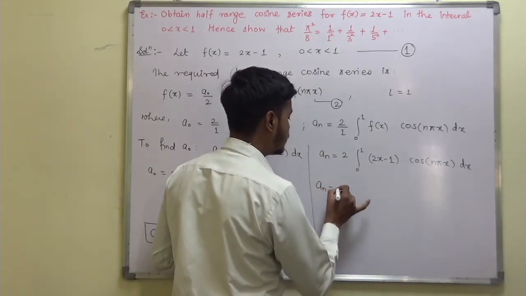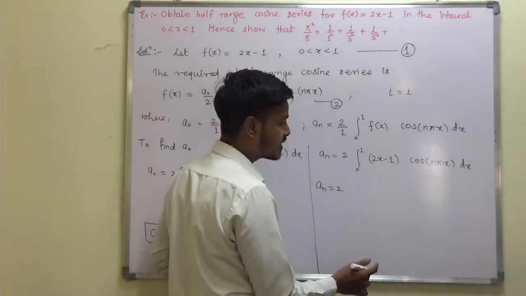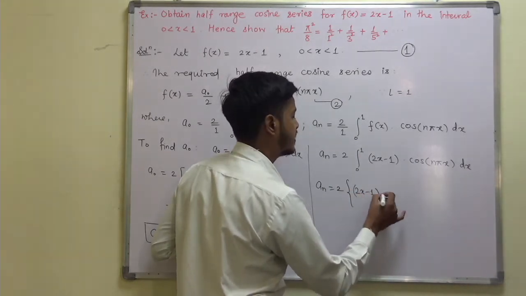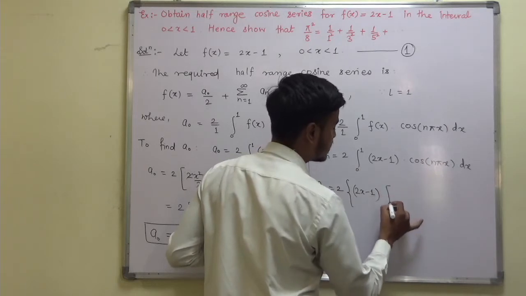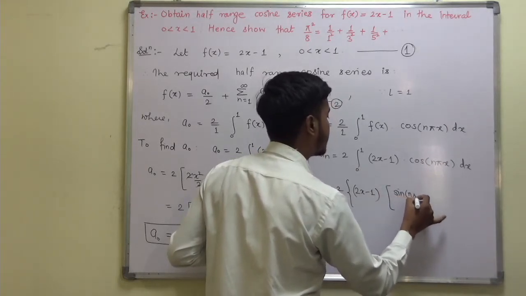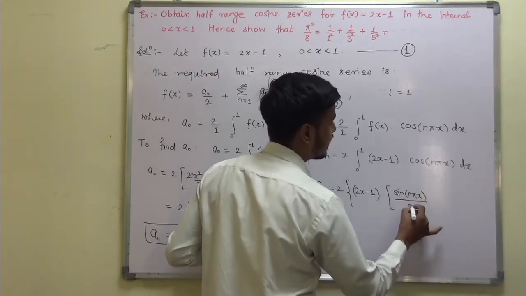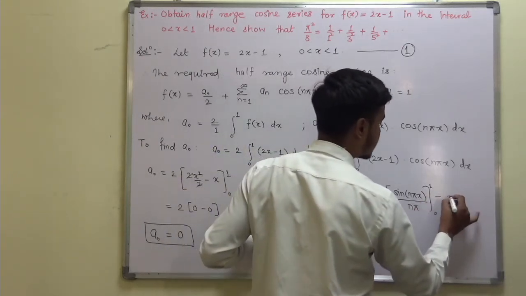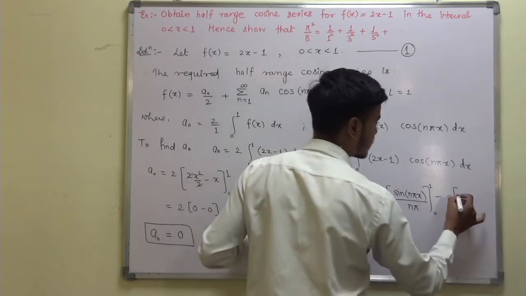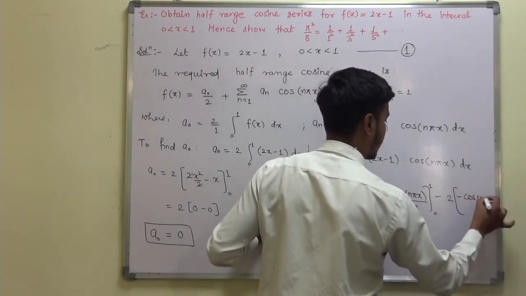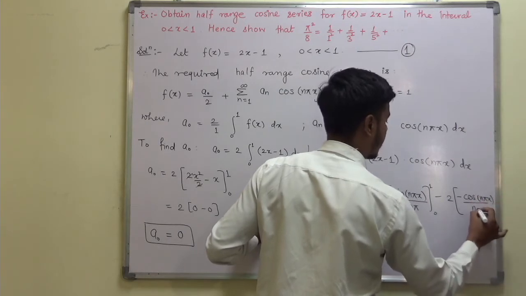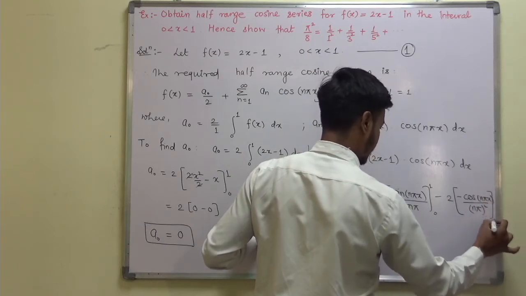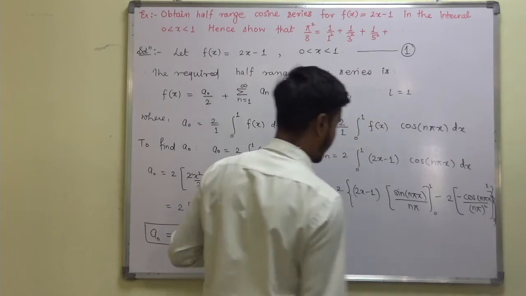So an is equal to 2. What is integration of 2x minus 1? Okay, applying integration by parts over here. So this is 2x minus 1 as it is into integration of cos, which is sine n pi x divided by the coefficient of x, n pi, limit 0 to 1, minus derivative of 2x minus 1, which is 2, into integration of this. So this is minus cos n pi x by n pi, already there and n pi, this is n pi square, limit 0 to 1.